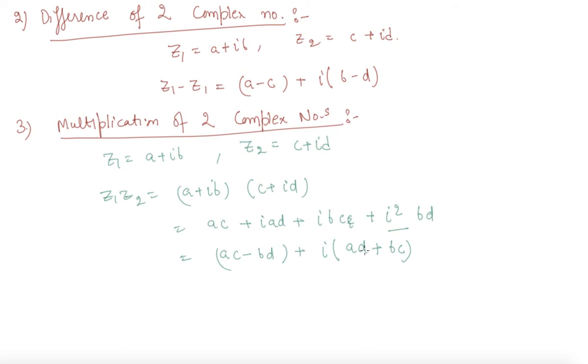So this is how multiplication takes place in complex numbers, and all the properties like the closure law, the commutative law, the associative law, all exist in the multiplication of two complex numbers, students. So this was all about multiplication.